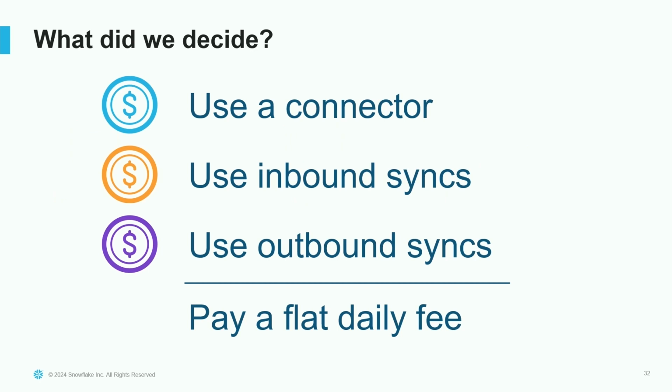So what did we decide? Well, we decided to keep it simple with a flat price. So if you use a connector, if you use an inbound sync, and if you use an outbound sync, you end up with just a flat daily value. And we wanted a daily active value because we wanted people to just be able to convert, like press buy, and the transaction could actually be 0 until they start using it.